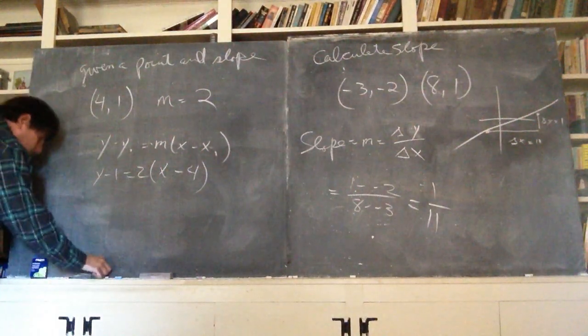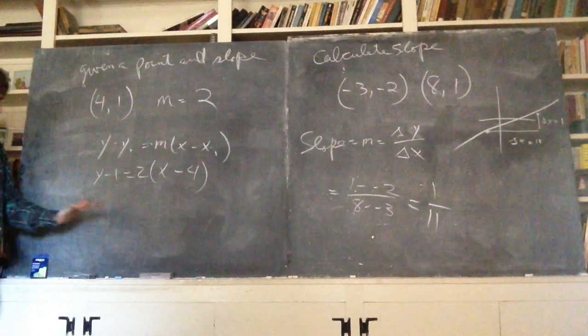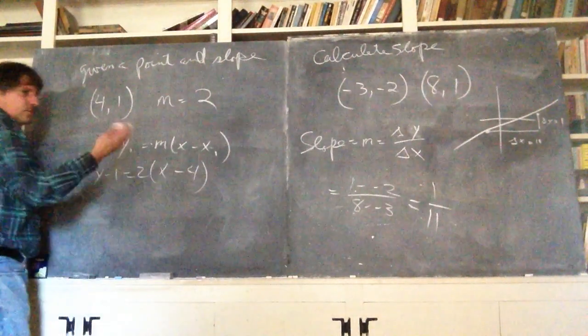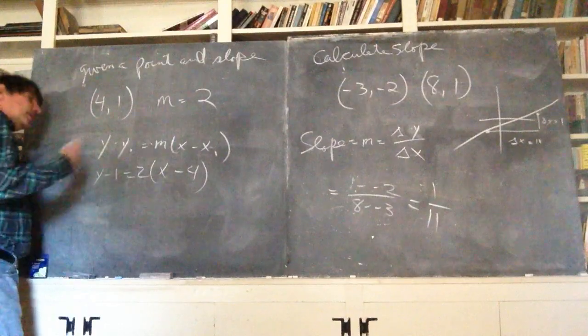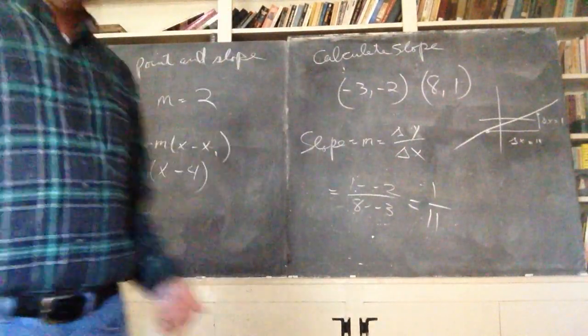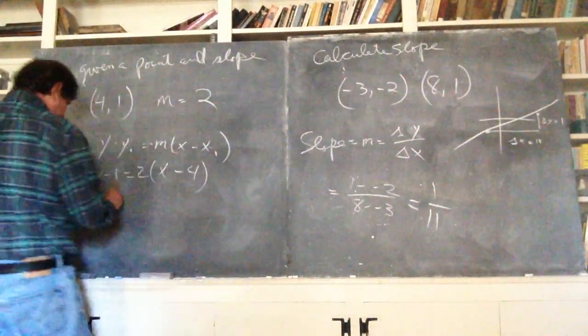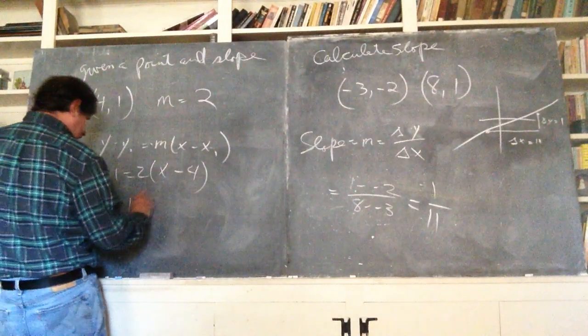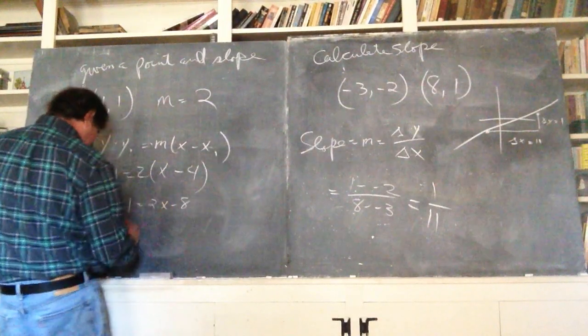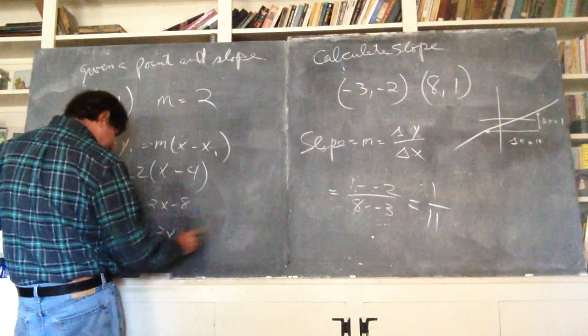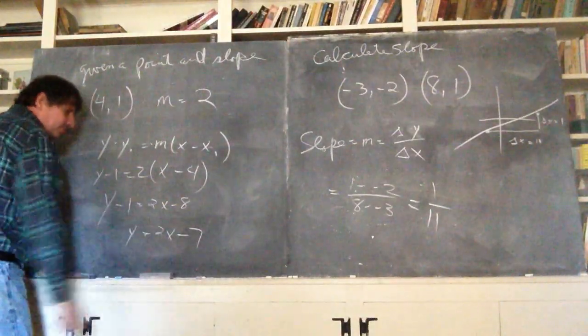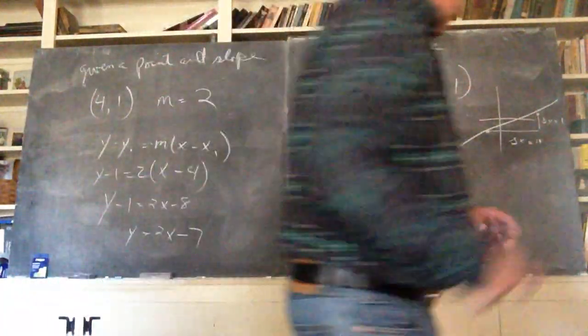Now, because of what's going to happen, we want to put this into slope-intercept form. And that's recommended. For every line you have, just keep going to slope-intercept form. Y minus 1 equals 2x minus 8. Y equals 2x minus 7. Boom. Slope-intercept form. It's done. We wrote the equation of that line.